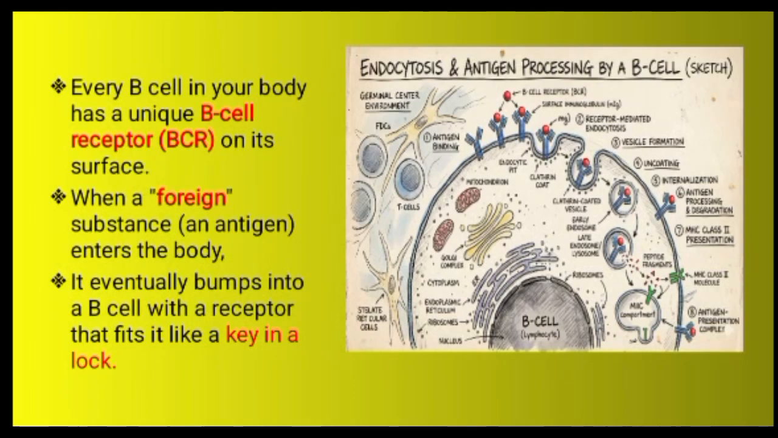Every B cell in your body has a unique B cell receptor site, and that receptor site is called the paratope. When a foreign substance or antigen enters the human body, it eventually bumps into a B cell with a receptor that fits it like a key and lock. From this slide, you can see a depiction. These red parts are the B cell receptor sites that can bind with the antigen before internalization, then presentation for the continuation of the process.